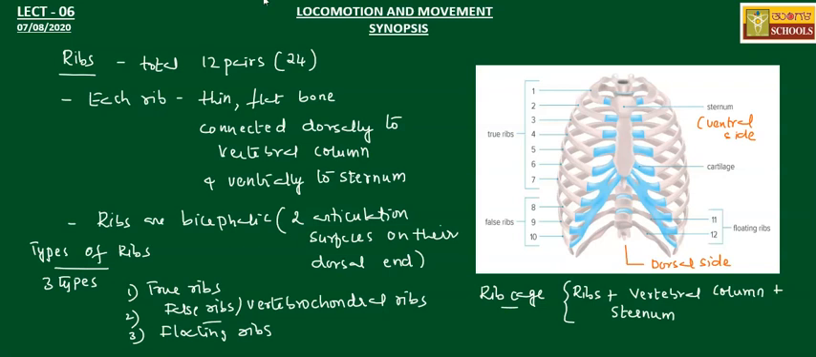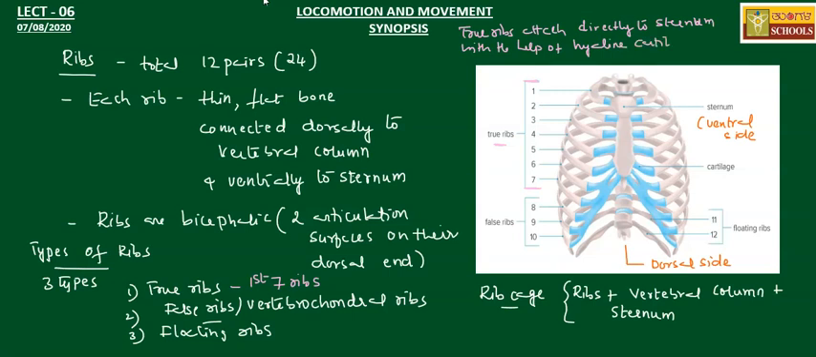Now coming to the true ribs: the first seven ribs are true ribs. You can see here the first seven ribs, 1 to 7. They are called true ribs because they are directly attached to the sternum ventrally with the help of hyaline cartilage. Here, the blue portion is the hyaline cartilage.